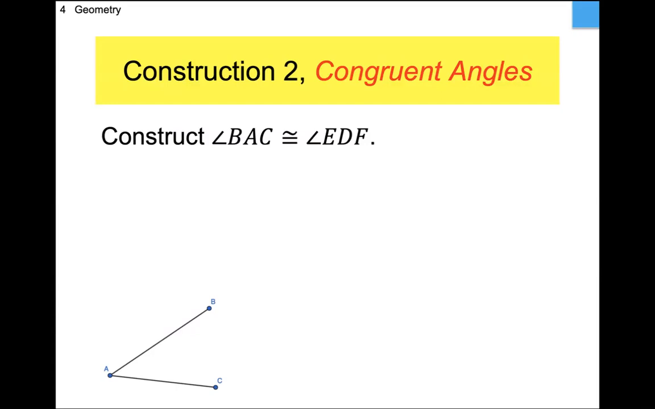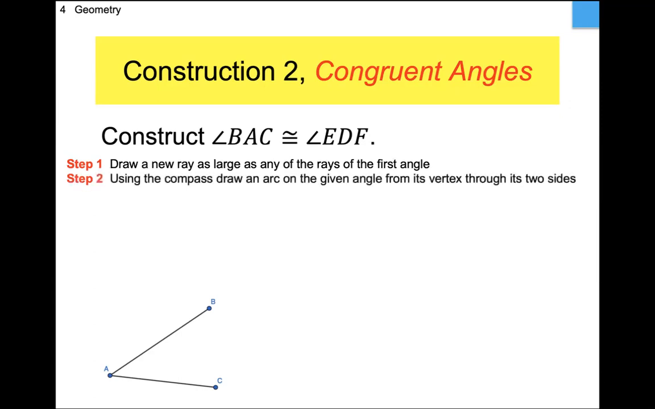So let's see, we've got angle BAC or CAB, and we're supposed to copy that angle. It doesn't really matter what we call it, but it wants us to call it EDF. All right, so what are the steps? Step number 1, we're going to draw a new ray as large as any of the rays of the first angle. I'll give you a better explanation of that when I show you.